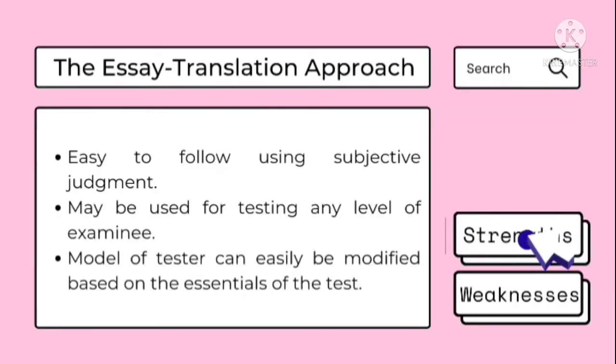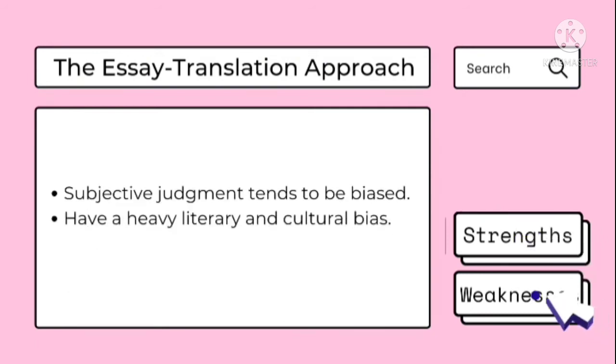Moving on to its strengths, this approach is easy to follow because teachers will simply use their subjective judgment. The essay translation approach may be used for testing any level of examinee, and also the mode of testing can easily be modified based on the needs of the test. The weakness of the essay translation approach is that the subjective judgment of the teacher tends to be biased, and as mentioned, the tests have a heavy literary and cultural bias.